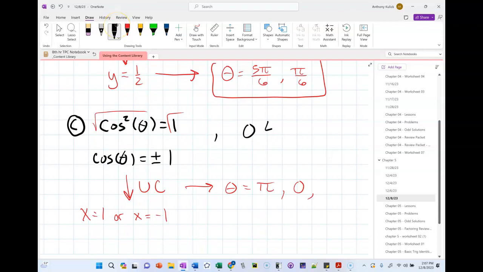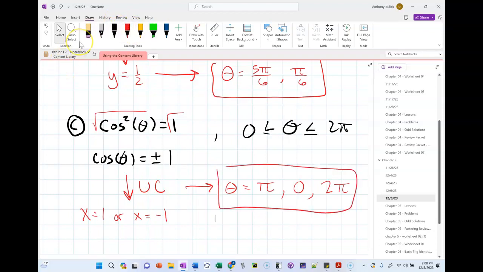Oops, I forgot to write it again. We'll write it again. Notice 2 pi counts also. 2 pi is coterminal to which one of these two angles that we've written down already? 0, right? That's the same spot on the unit circle, so that one would count too. If this was just strictly less than 2 pi, then we wouldn't list 2 pi there. But I wrote it as included, so those are my answers. We got 3 that time. Whoa!